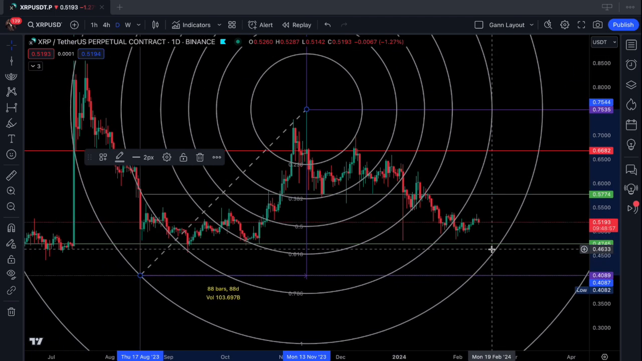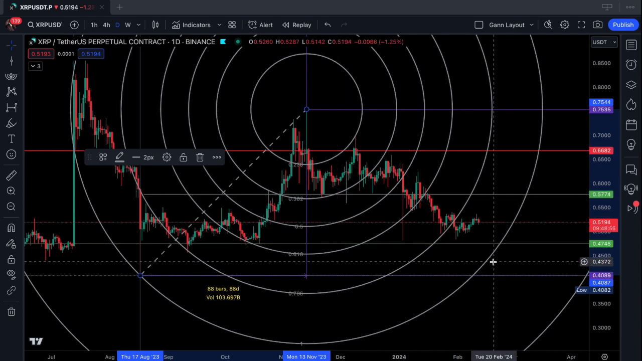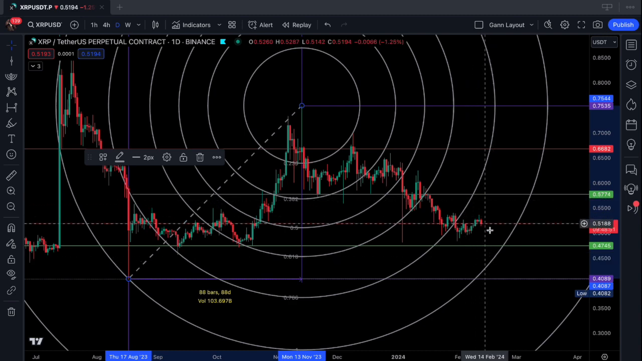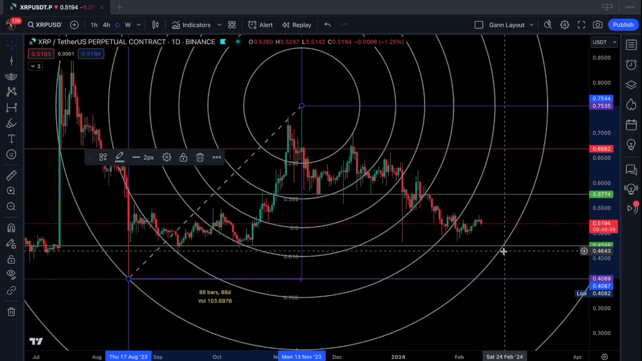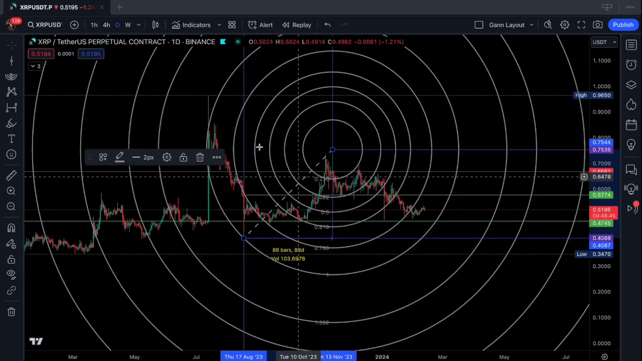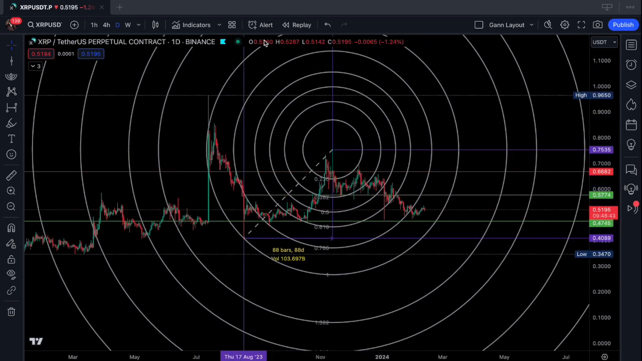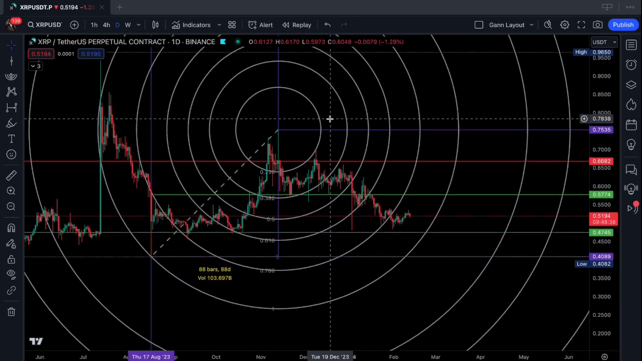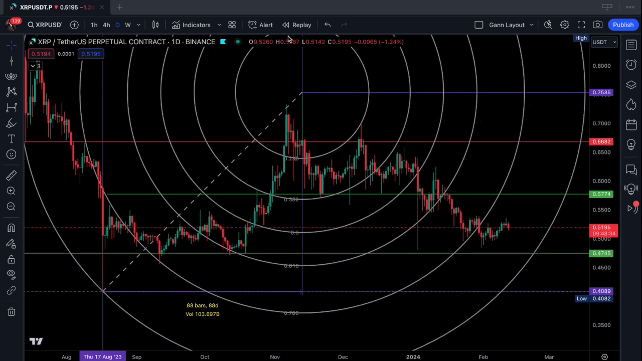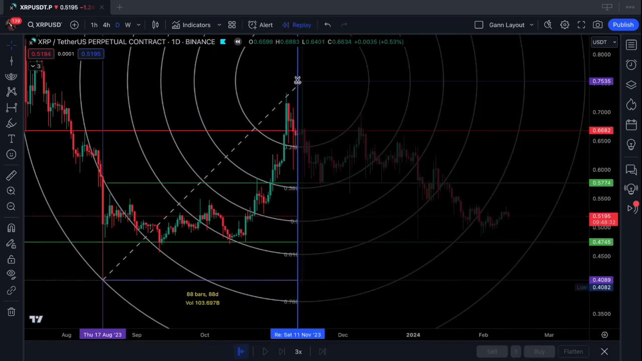And I will leave this circle on the chart, and I will get back to it sometime in the future just to see if I was right or wrong. Let's try and do a replay, and the replay will illustrate how these levels really are important on XRP's price action.